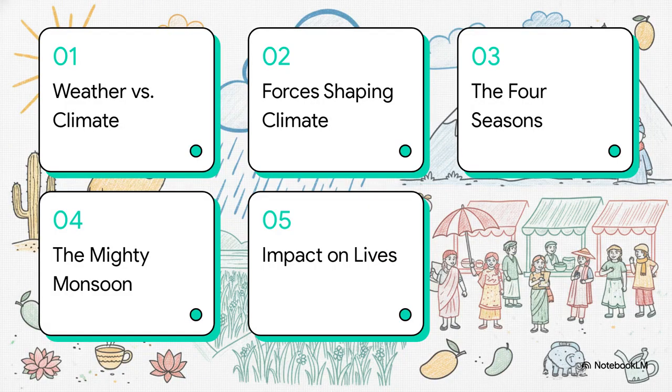First, weather versus climate. Second, the forces shaping climate. Third, the four seasons. Fourth, the mighty monsoon. And finally, number 5, the impact on lives.